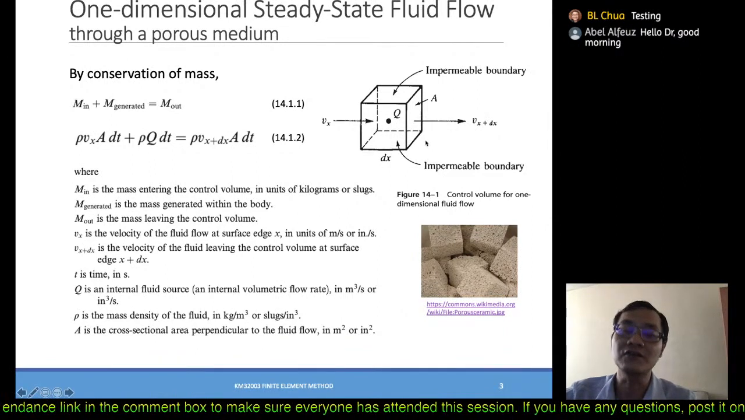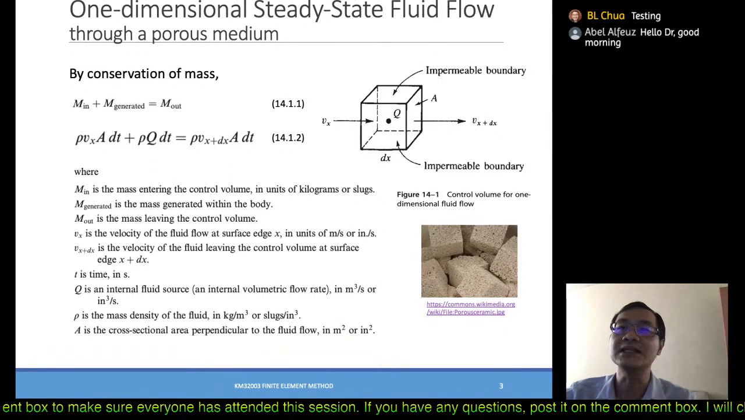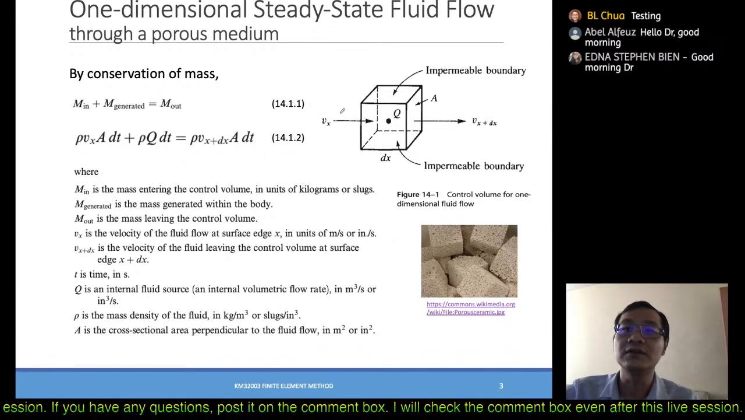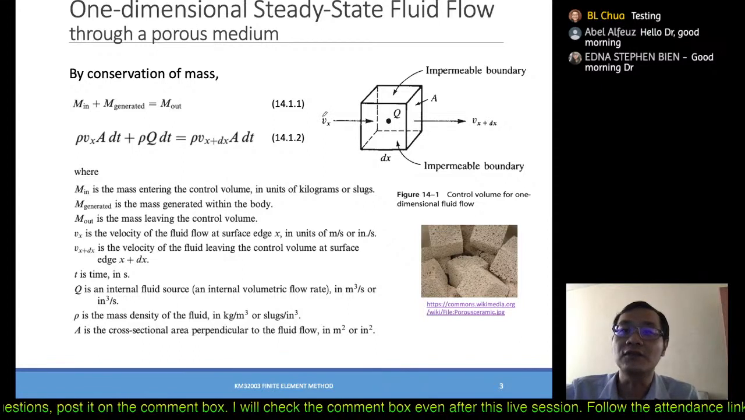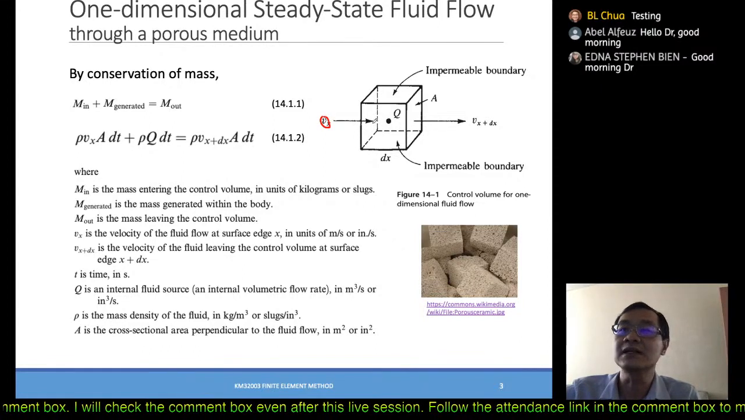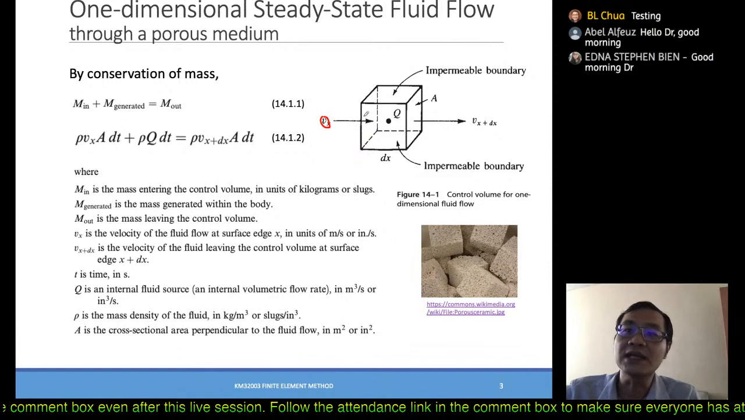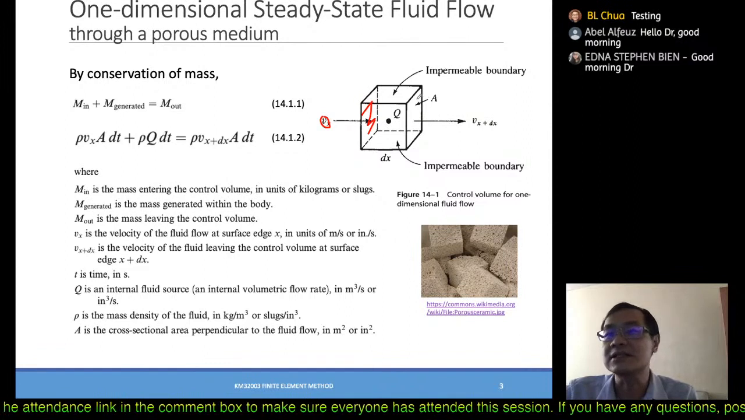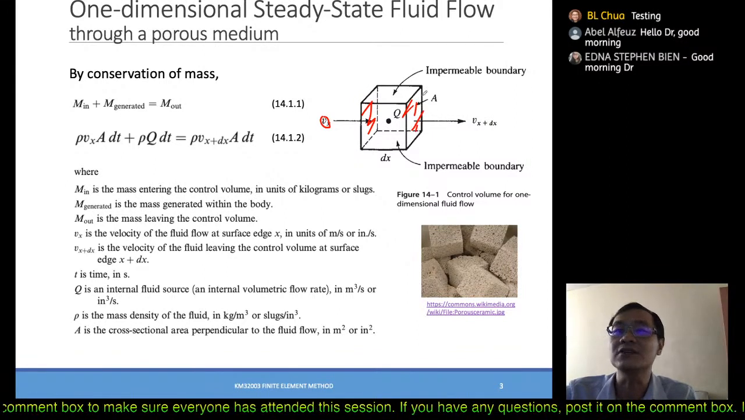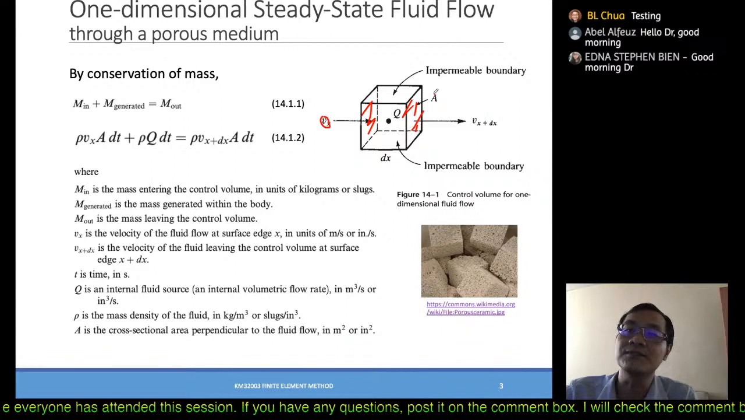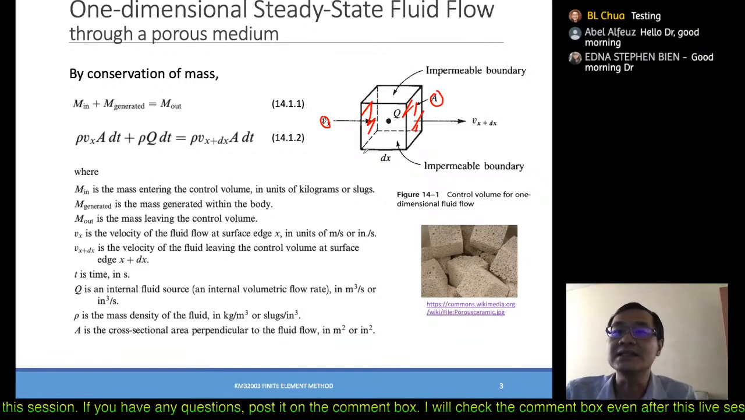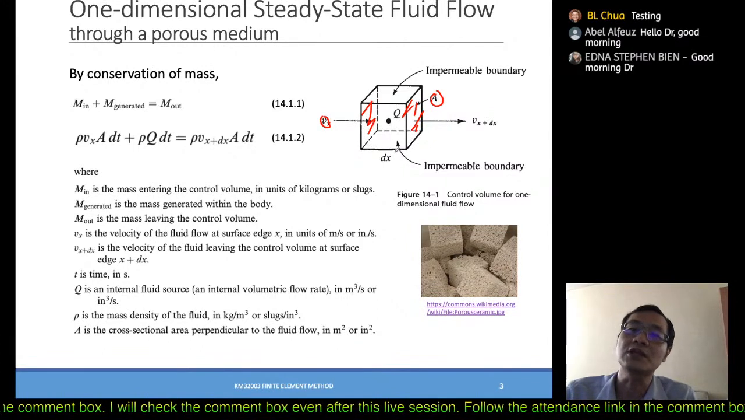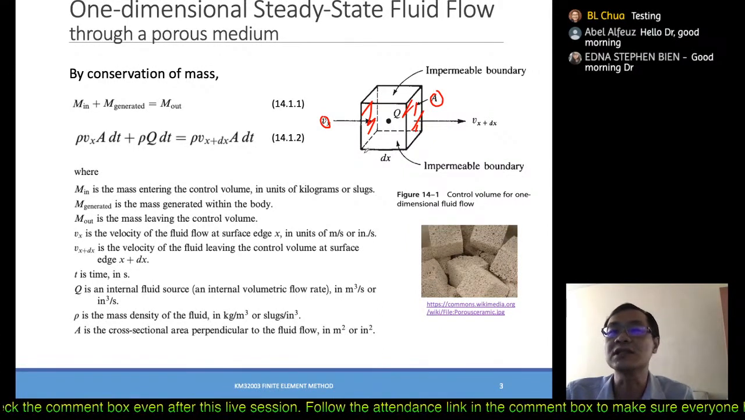Here when we derive, we consider a one-dimensional steady state, which involves only one direction of movement of the flow. So we have the Vx, the velocity going into this surface, and Vx plus dx, the velocity going out of this surface. On this surface we have an area of A, and the distance of this cube will be dx. This cube we can say is an element itself, so dx is the length of the element.